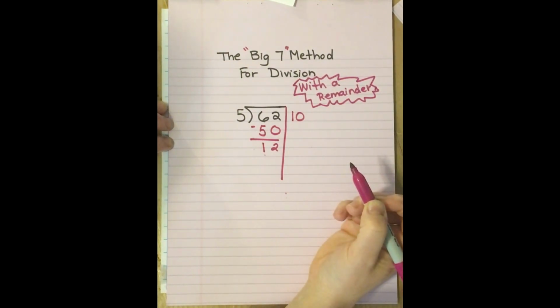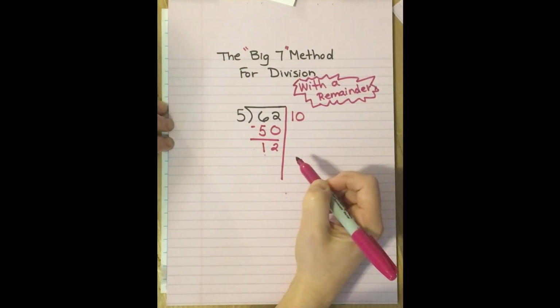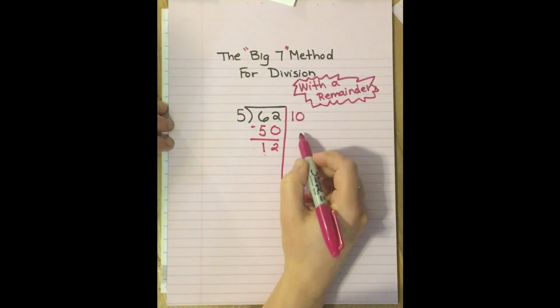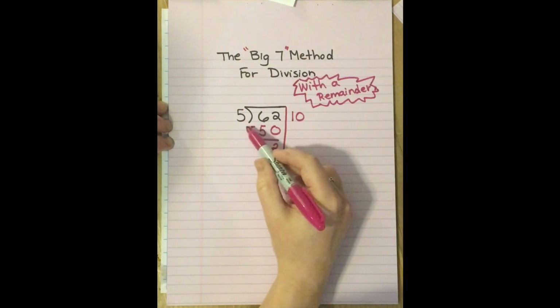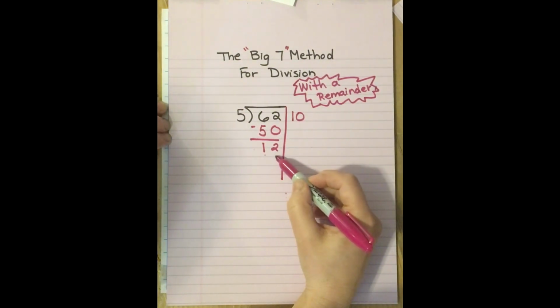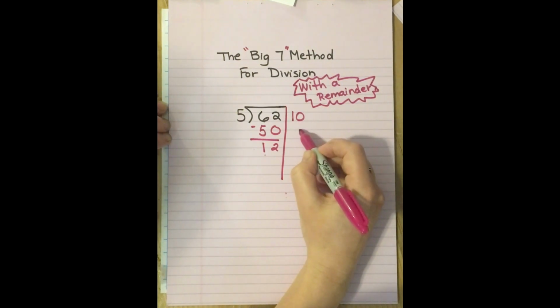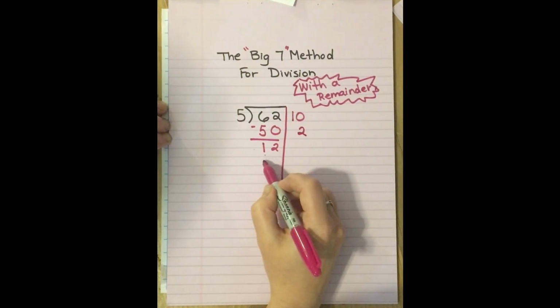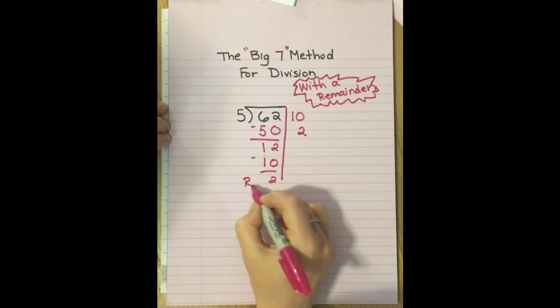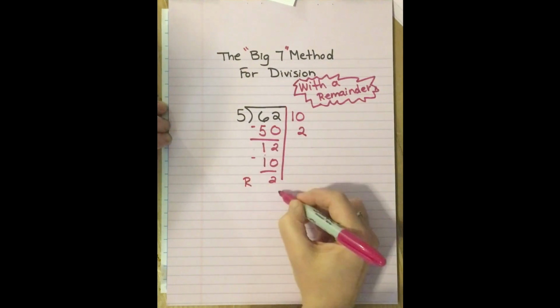And I'm left with 12 when I subtract. Now, I can't take out another 10 groups of 5, so this is where I use my multiples. I know that 2 groups of 5 is as close as I'm going to get, and then I have 2 left over. Since this number, the 2, is smaller than my 5, I cannot take out any more 5s from this number.